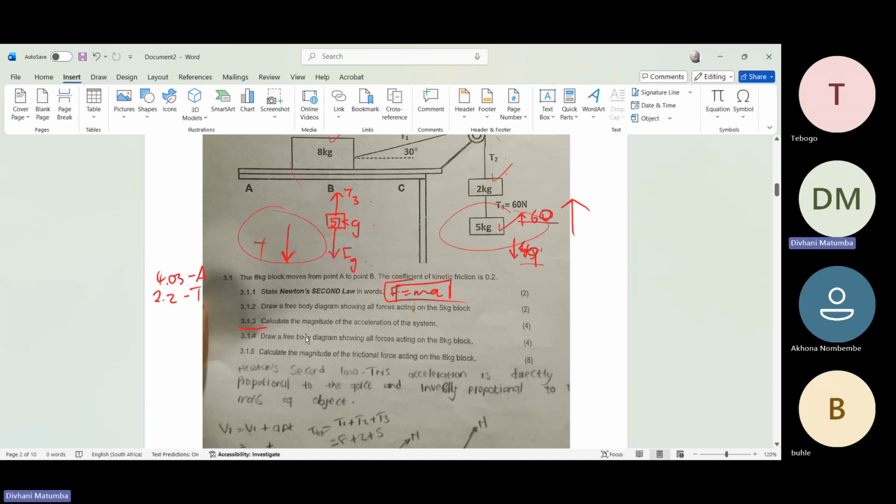Now they are saying, draw a free body diagram showing all forces acting on the 8 kg block. Okay, 2 minutes.